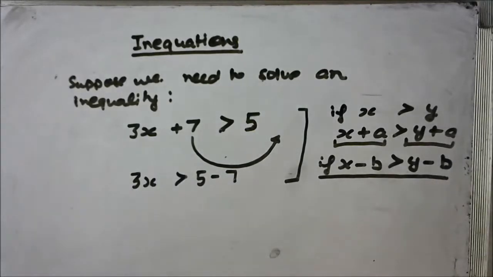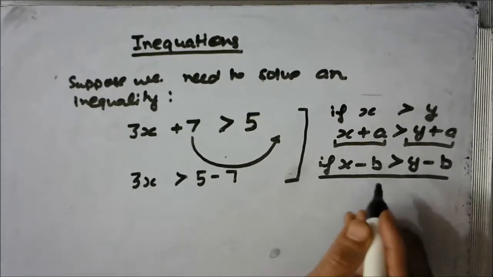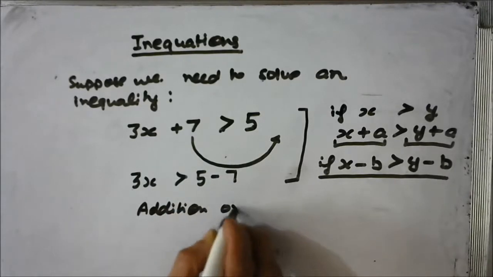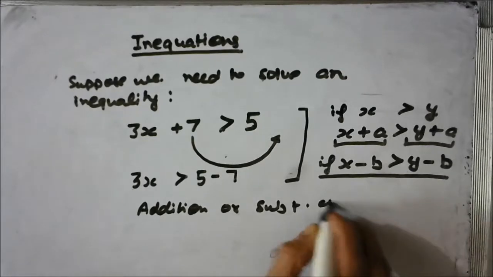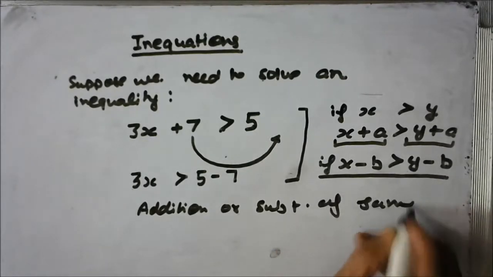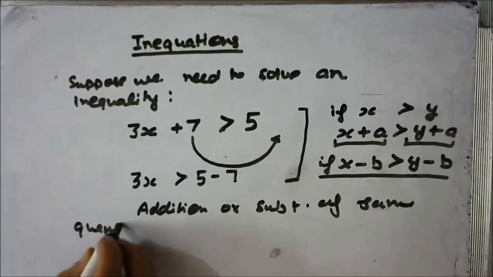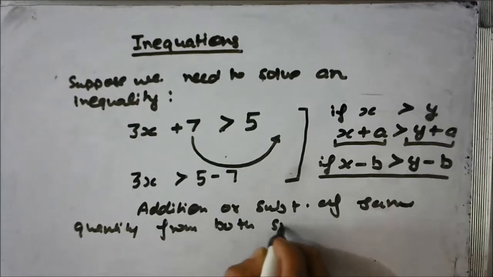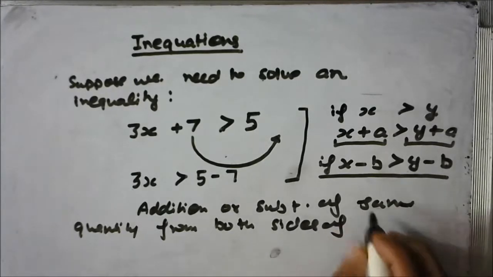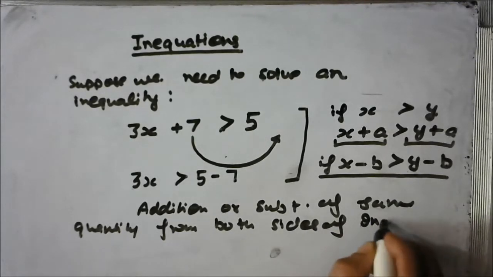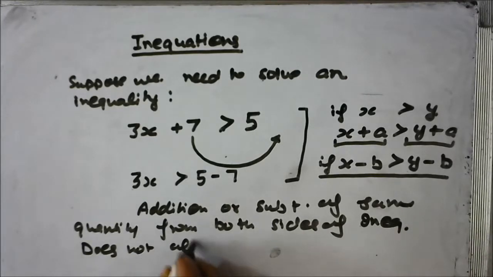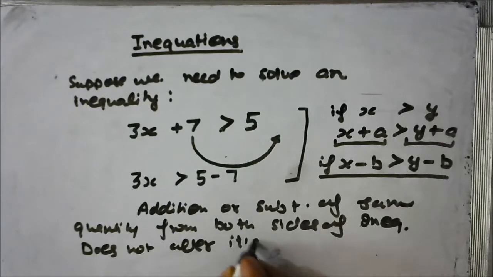So the procedure for transposition is dependent upon the fact that addition or subtraction of same quantity from both sides of inequality does not alter its sign.